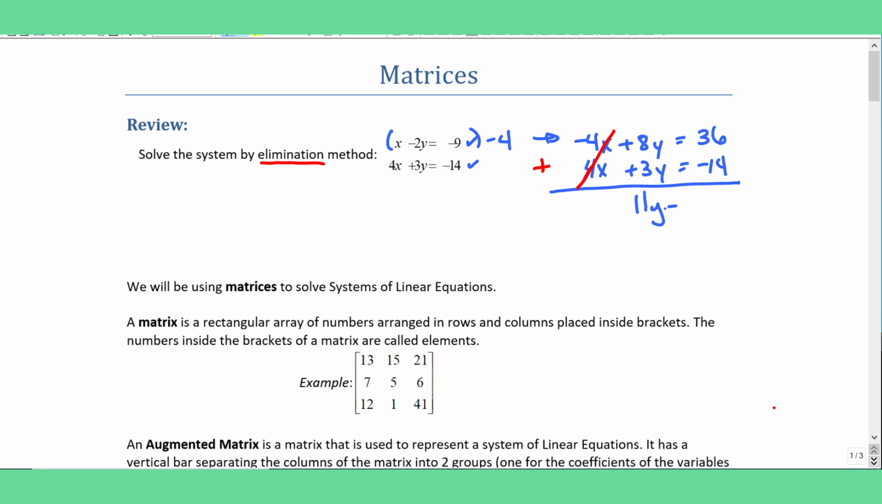This would be 11y equals 22, divide by 11, and we would solve for the y variable, and we would get 2. Then we would have to go back to the original equations, one or the other, doesn't matter, and substitute in our value for y. So I'm going to use that top equation. Say x minus 2 times 2 is equal to -9.